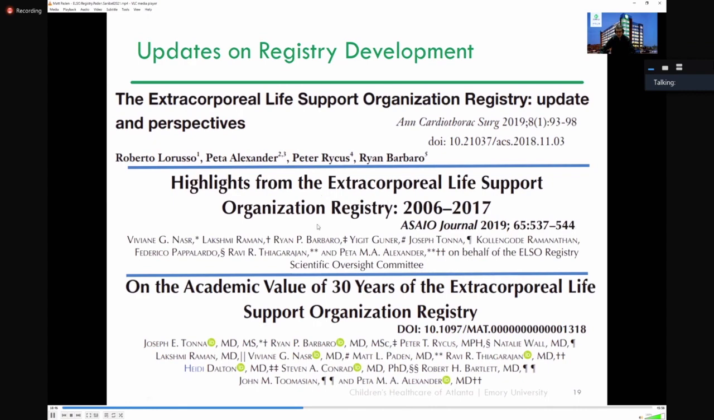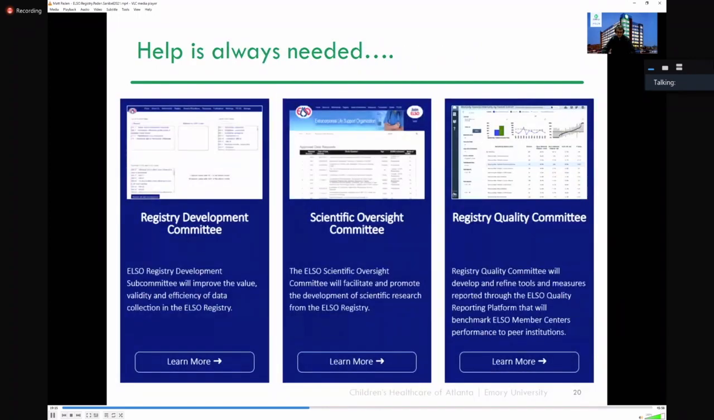The second paper is looking at all of the important papers that have come out of the ELSO registry over the last decade. And the third one discusses a bit more about where the ELSO registry has been useful, not just in providing papers, but in getting medical devices approved for use, both with the FDA here in the United States and around the world. And so it's been a very useful tool for us.